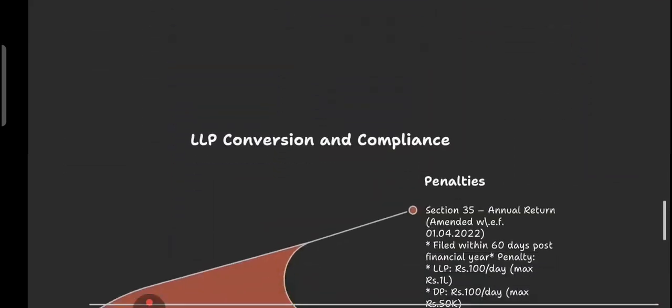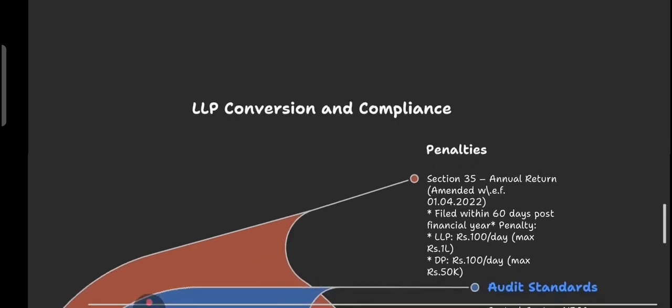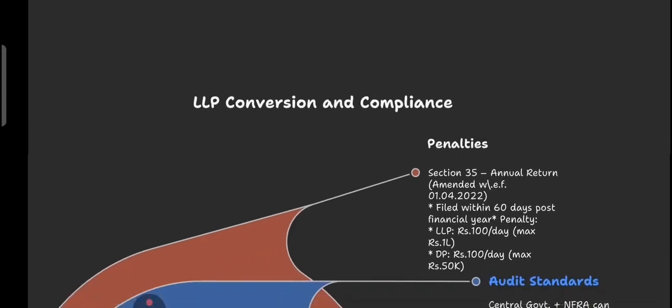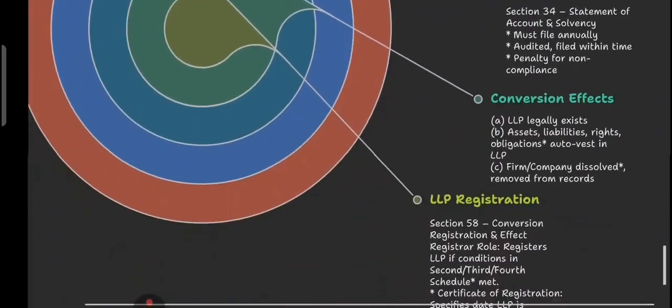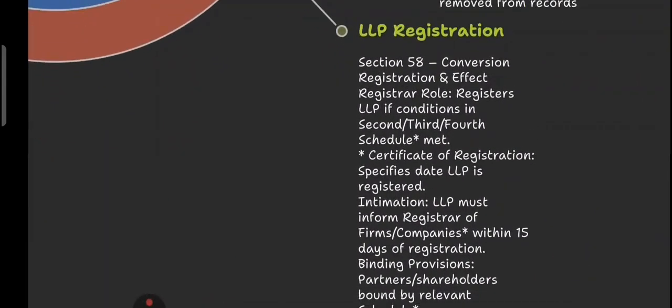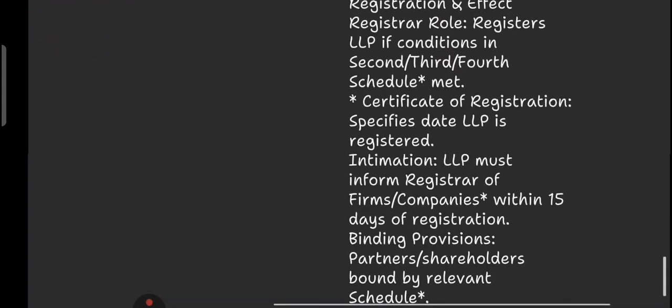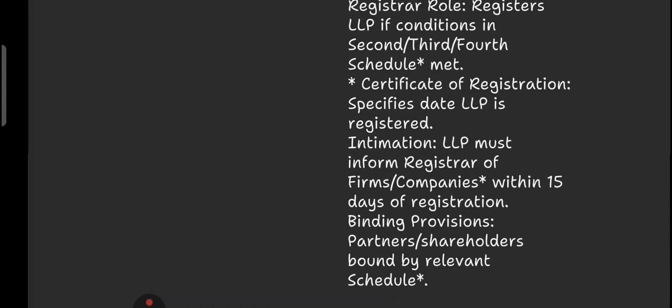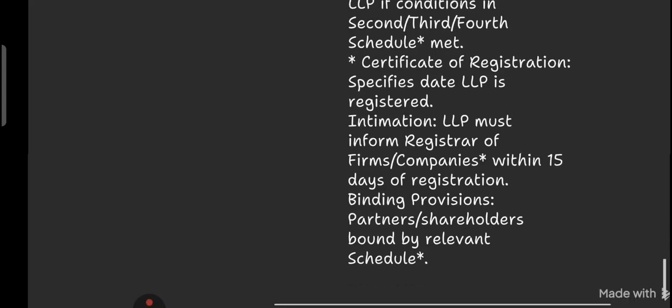Now have a look at LLP conversion and compliance. Very, very important. Let's understand what every limited liability partnership must follow after formation or conversion. First of all, we have registration. When an entity converts into an LLP, it must register under Section 58. Section 58 says that the registrar may update the name and details in the official record.